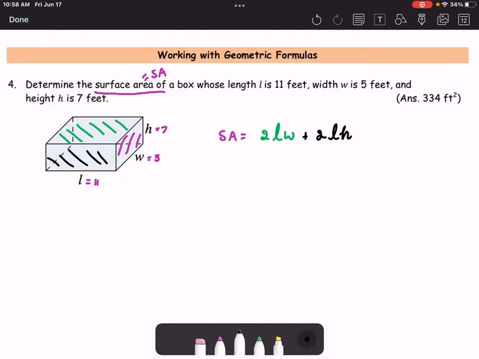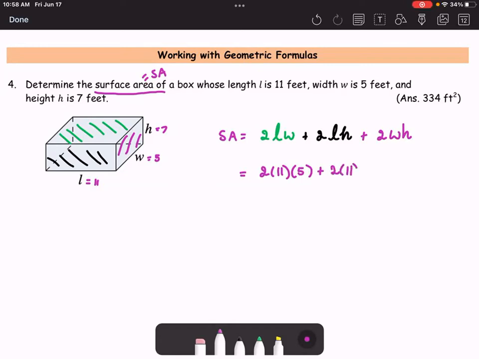And then the left and the right side of the box, I use the purple one. So twice of them, the dimension will be W times H. And now we have the equation that represents the surface area of this box. Next, we're going to replace the values for L, W, and H as given. So the value L is 11. The value W is 5.